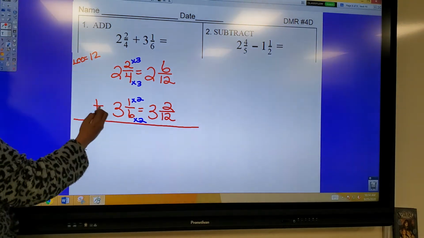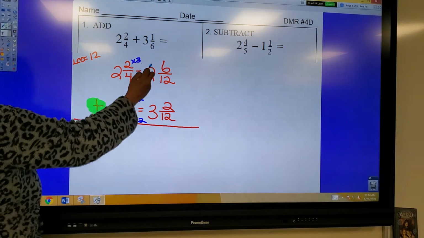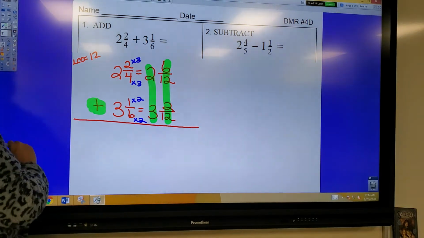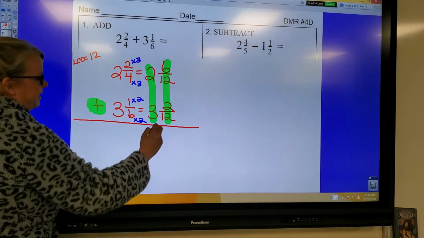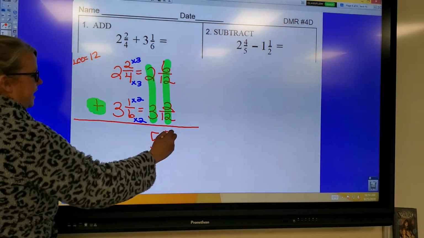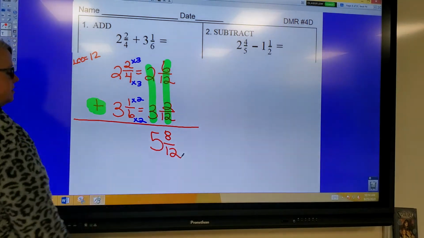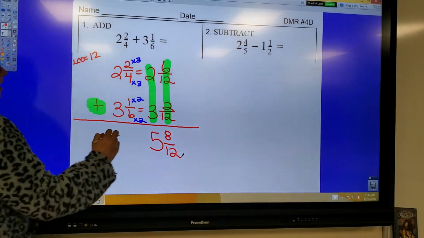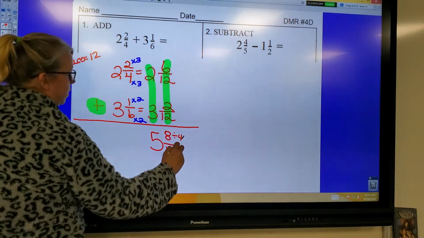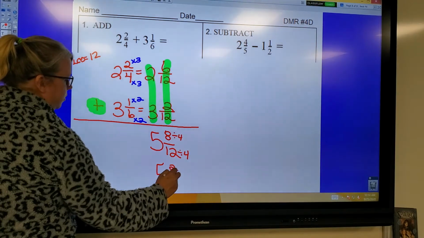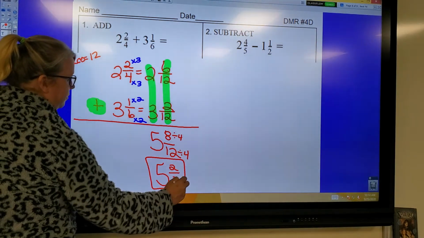Now I am ready to add 2 plus 3 and 6 twelfths plus 2 twelfths. 2 plus 3 is 5, and 6 twelfths plus 2 twelfths is 8 twelfths. Can you simplify? Yes. You can divide 8 and 12 by 4. So that's going to give you 5 and 2 thirds as a final answer.